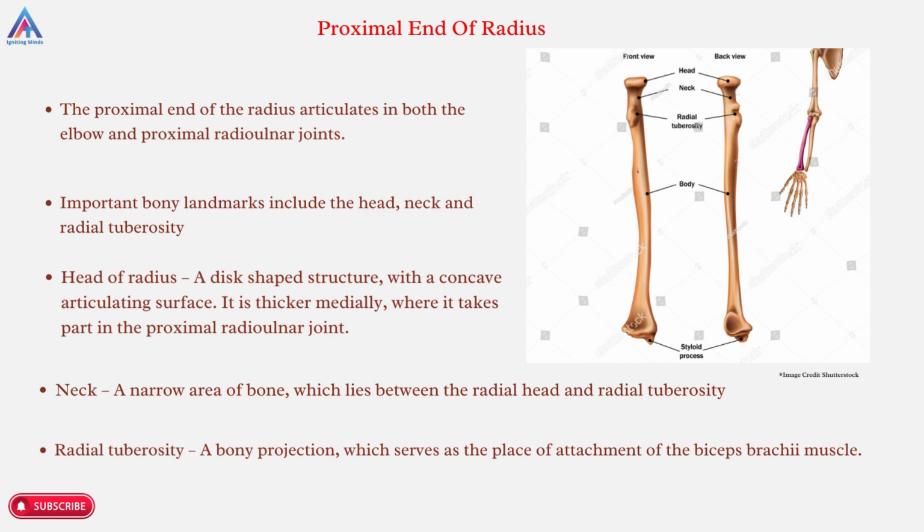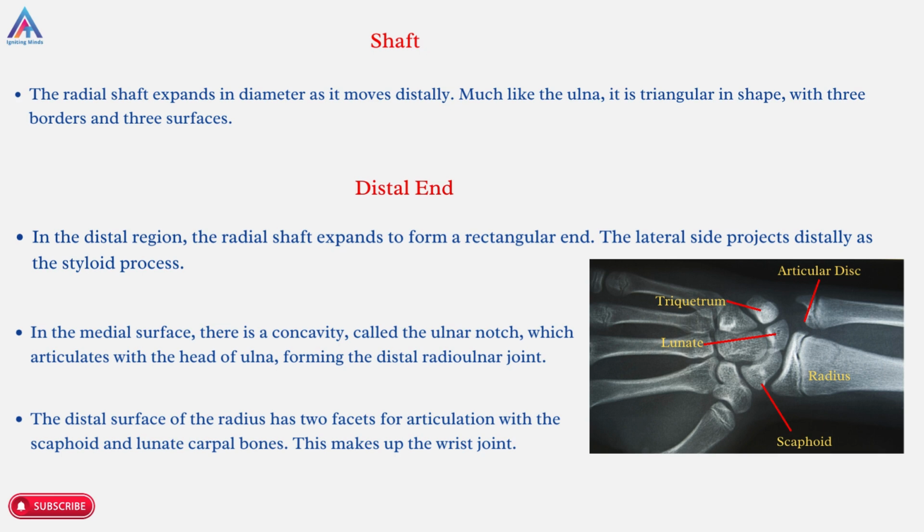The neck of the radius is a narrow area of the bone that lies between the radial head and the radial tuberosity. The radial tuberosity is a bony projection that serves as the attachment site for the biceps brachii muscle. The radial shaft, like the ulna, is triangular with three borders and surfaces. As it moves distally, it expands in diameter and forms a rectangular end.